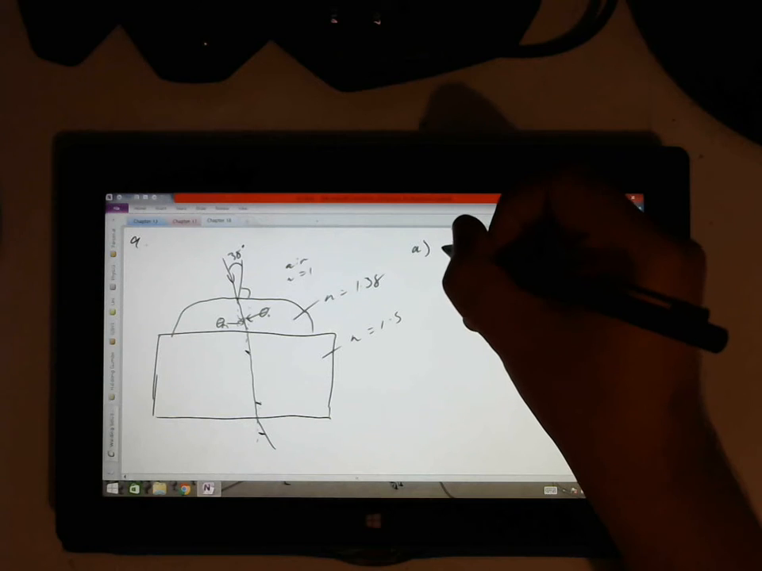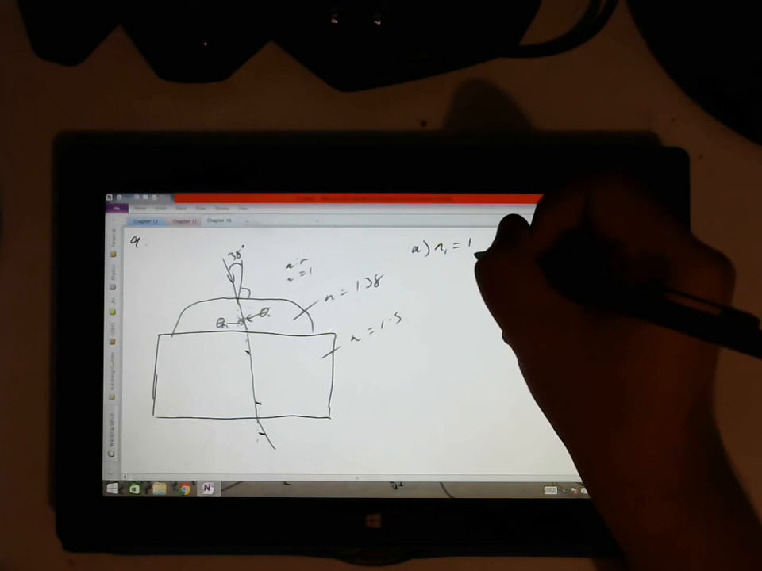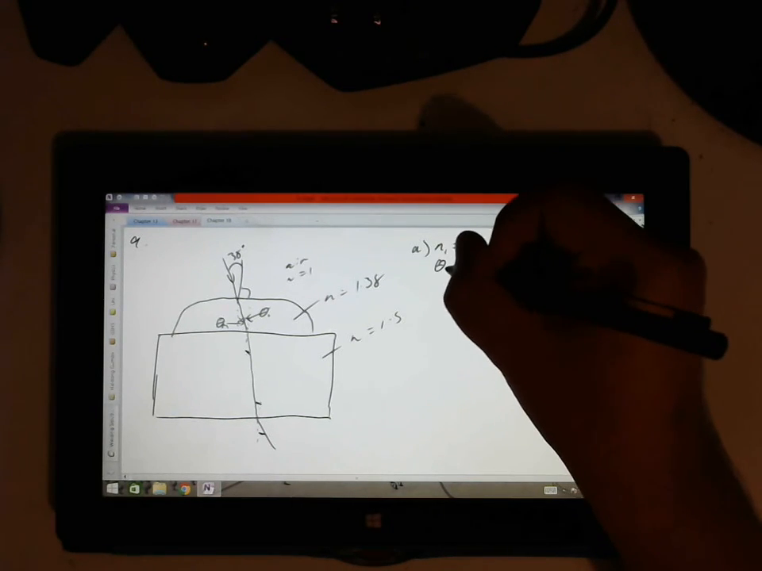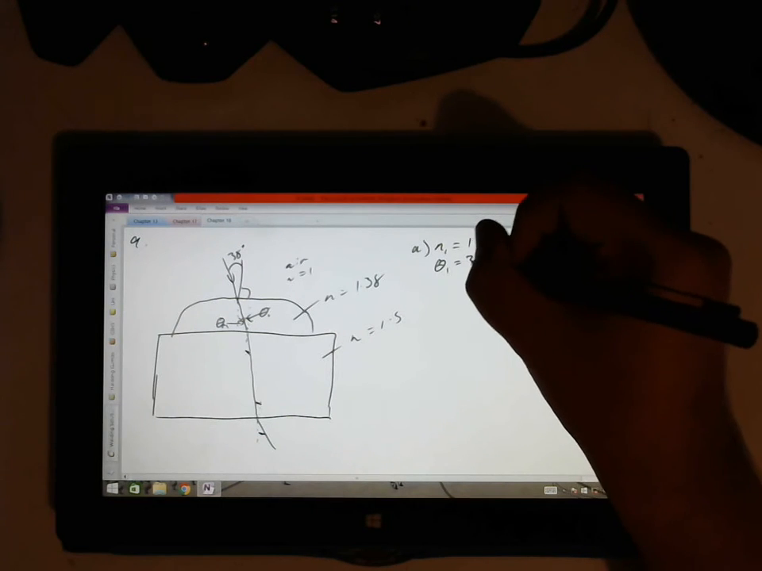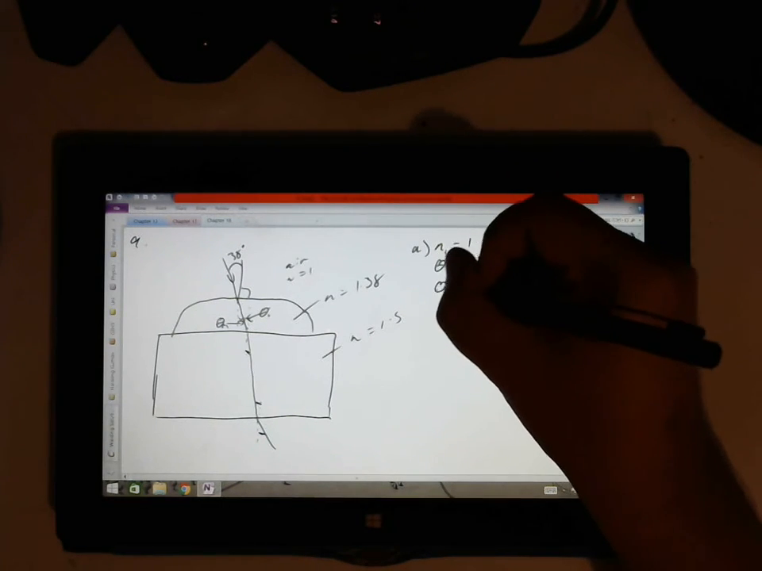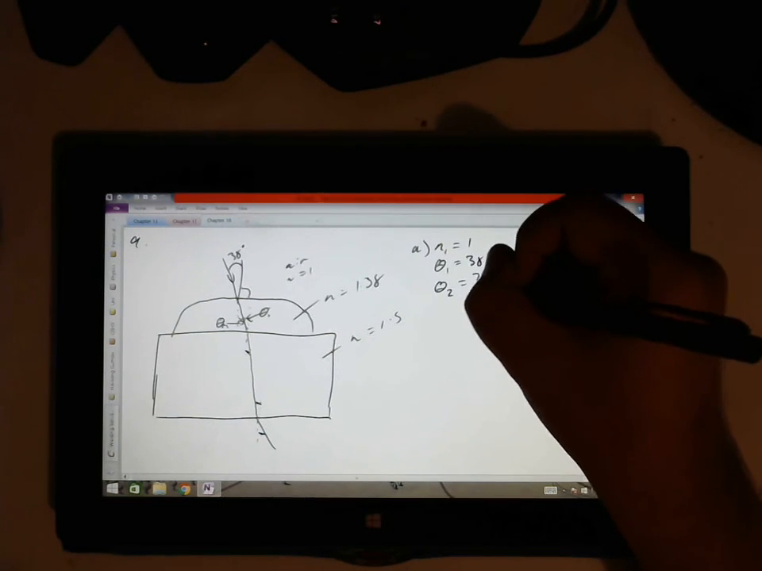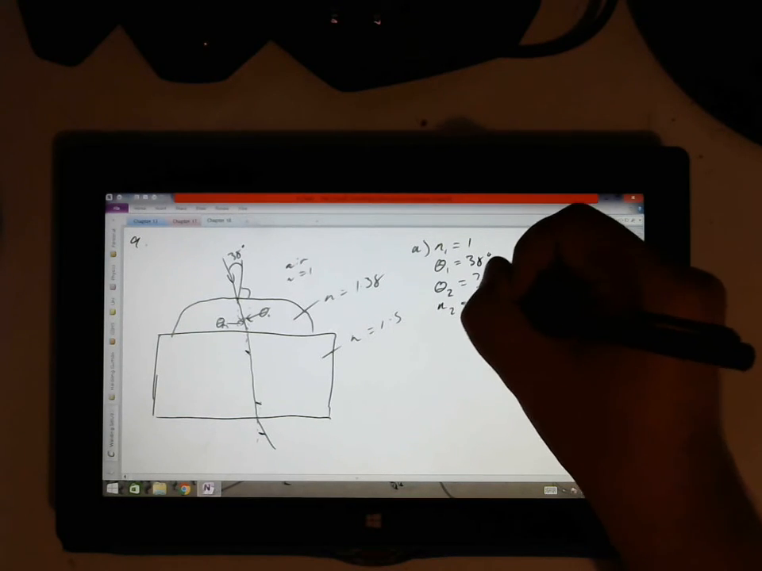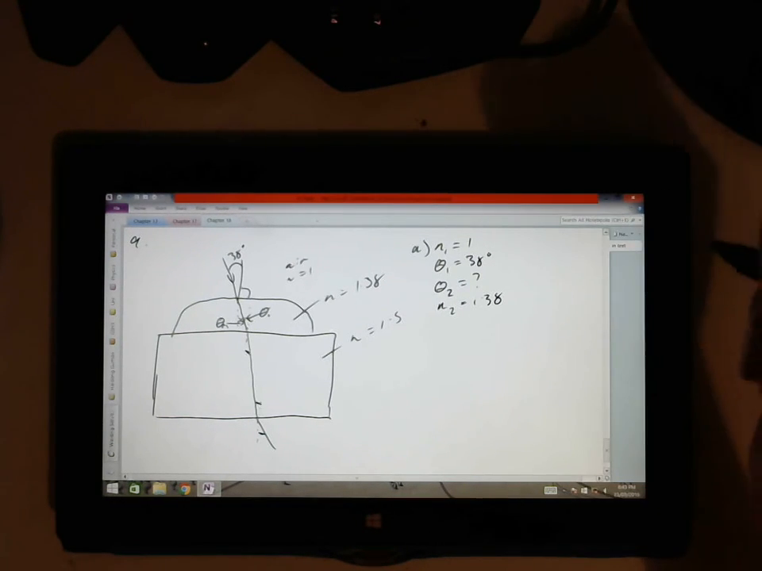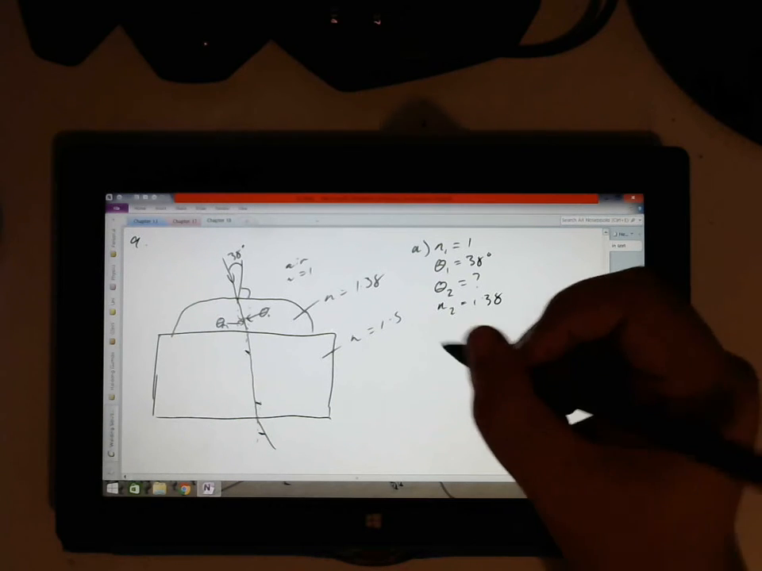So, n1 equals 1, it's air. Theta 1, our incident angle, 38 degrees. Theta 2, we don't know. n2, the medium we end up in, 1.38. Snell's law, let's substitute.